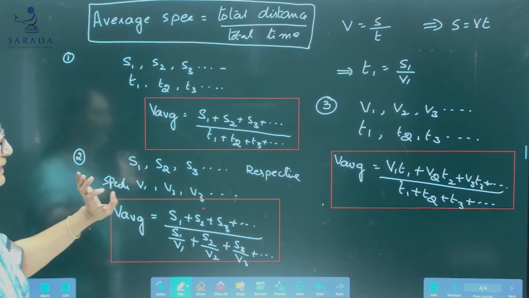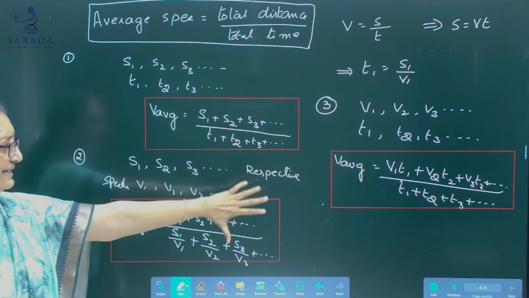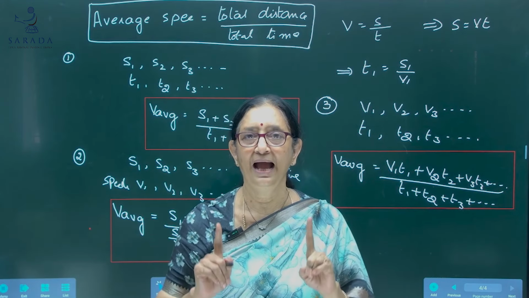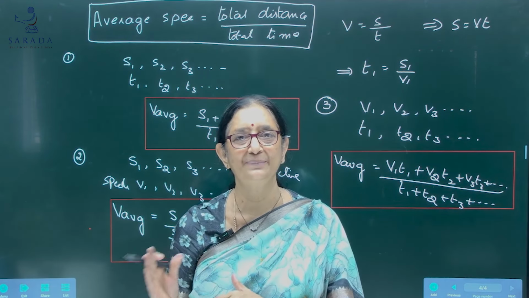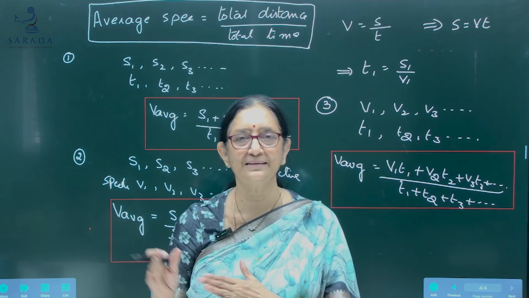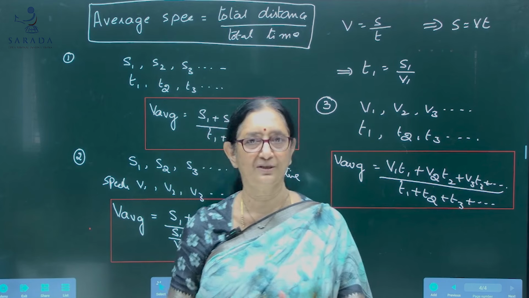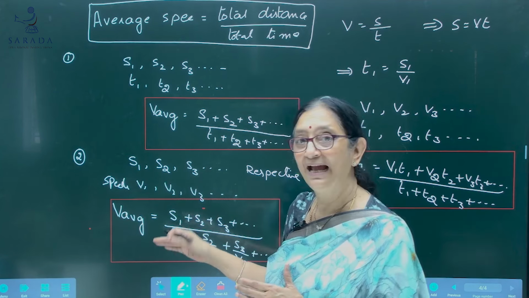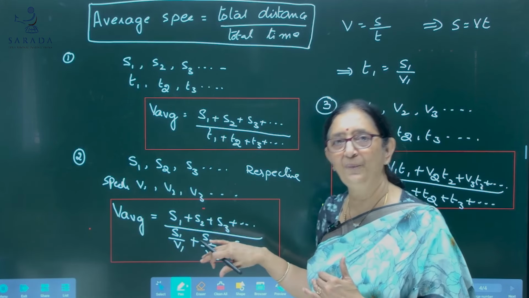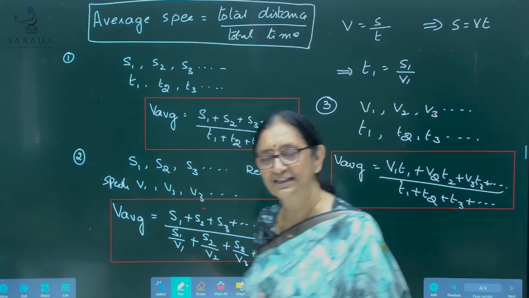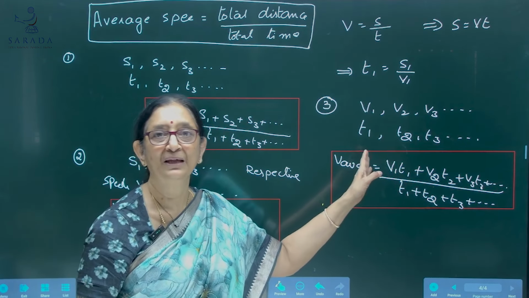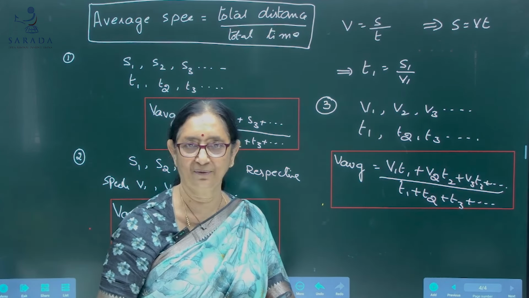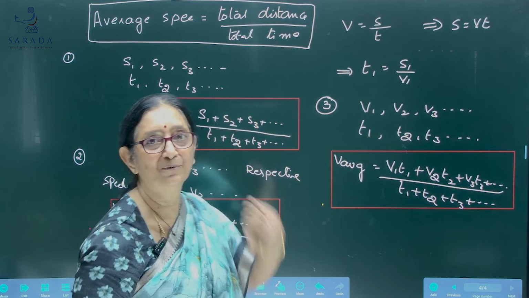So there can be so many changes, but this is the concept. This has to be like a print in your brain. The only concept is average speed is equal to total distance by total time. So S1 plus S2 plus S3, and so on, by T1 plus T2 plus T3, and so on. If T's are not given, S1 plus S2 plus S3, and so on, by S1 by V1 plus S2 by V2 plus S3 by V3, and so on. If distances are not given, V1 T1 plus V2 T2 plus V3 T3, and so on, by T1 plus T2 plus T3, and so on. Actually, the concept is the most important thing.